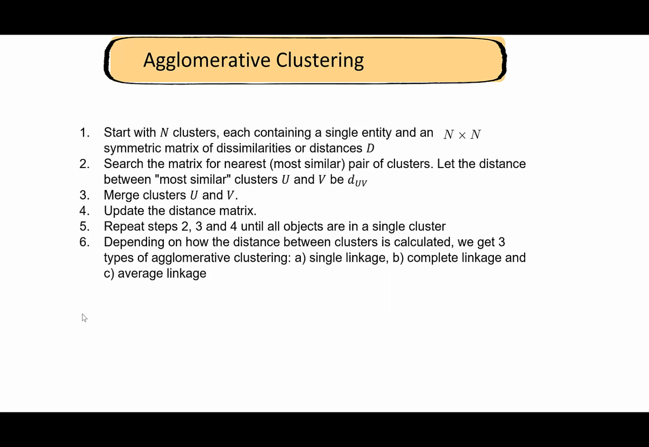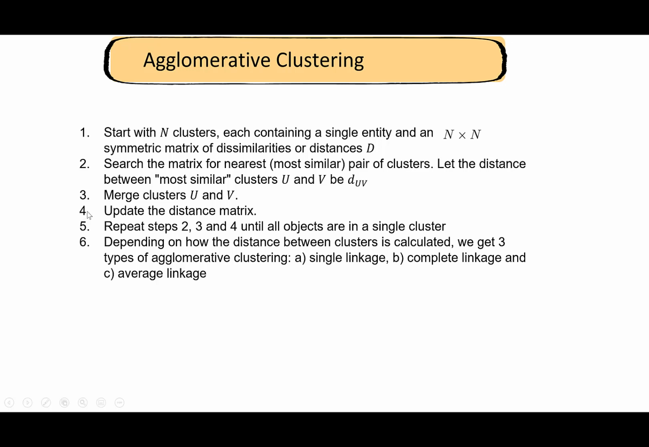We looked at hierarchical clustering in the previous video, and we saw that there were 2 approaches: agglomerative or divisive. We are going to look at agglomerative clustering in this video. It involves a bunch of steps. In step 1, we start with n clusters. Remember, we pretend that each element is its own cluster. In step 2, we search for the 2 nearest clusters. In step 3, we merge those clusters, say U and V.